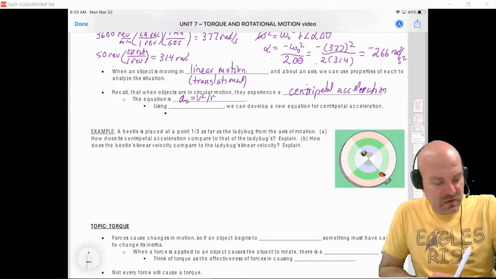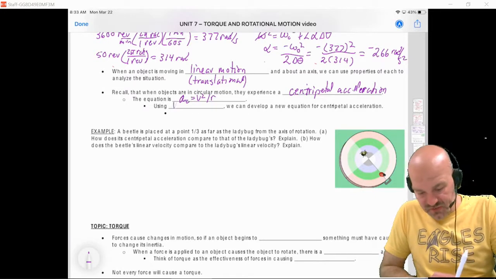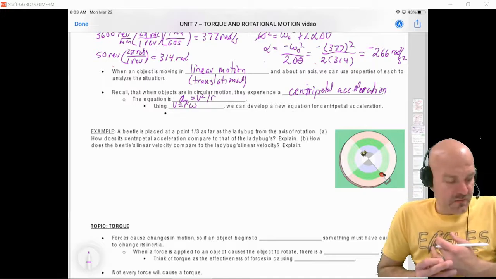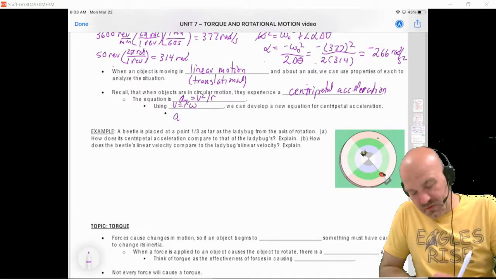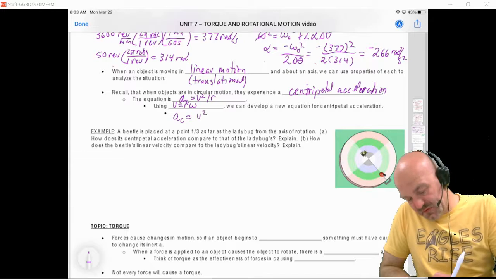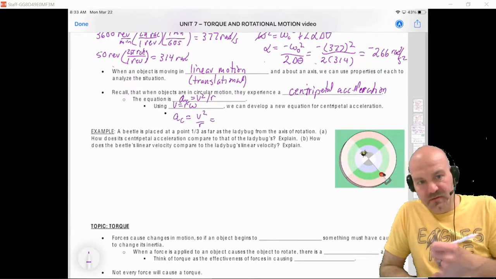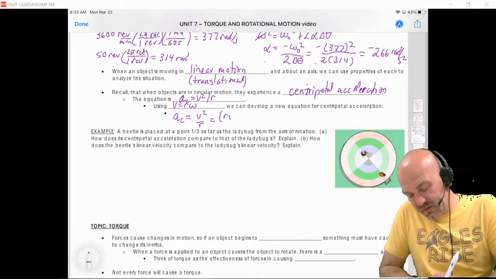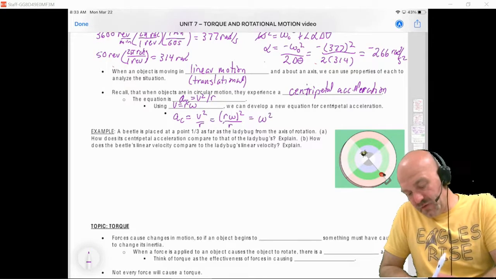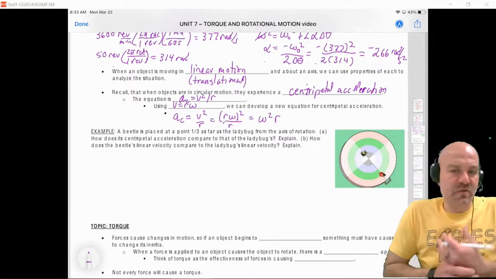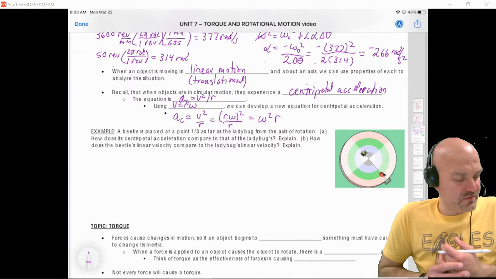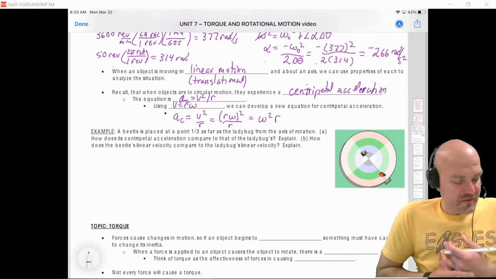But we can also use the equation v equals r omega to develop a new equation. And so what we're going to say is a sub c equals v squared over r. But we're going to put r times omega in for v, and you're going to get an equation of omega squared r. So that's just a new way to write the centripetal acceleration equation. And so we're going to use that in this example here.